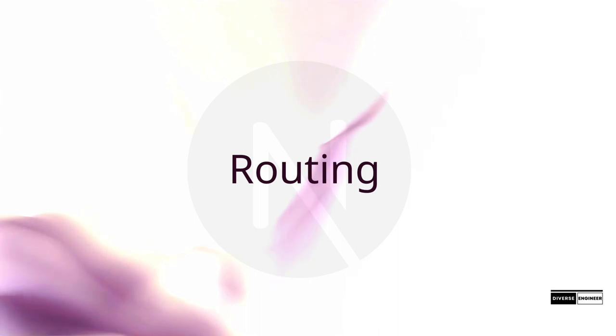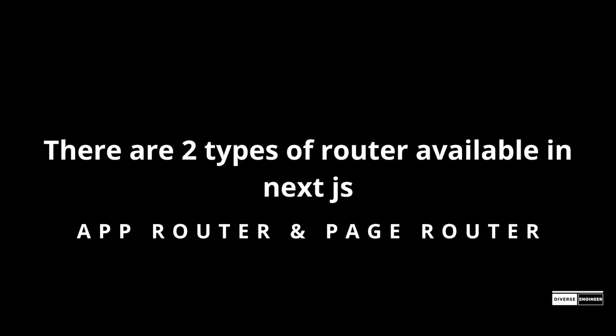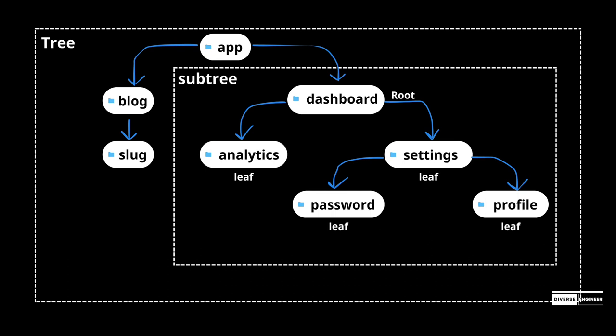In this tutorial, we will talk about routing using app router with Next.js. There are two types of router available in Next.js. One is app router and another is page router. But in this tutorial, we will majorly focus on app router. Next.js supports dynamic as well as nested routes.